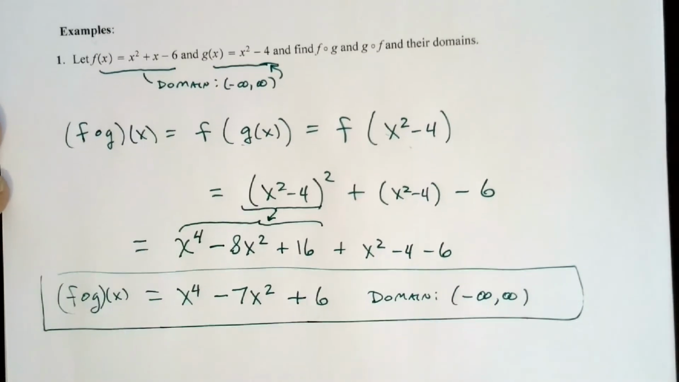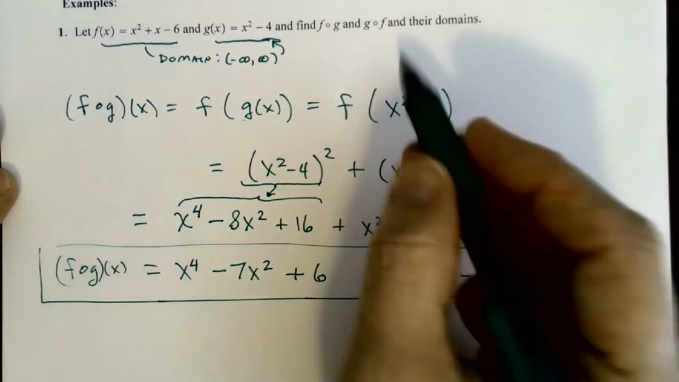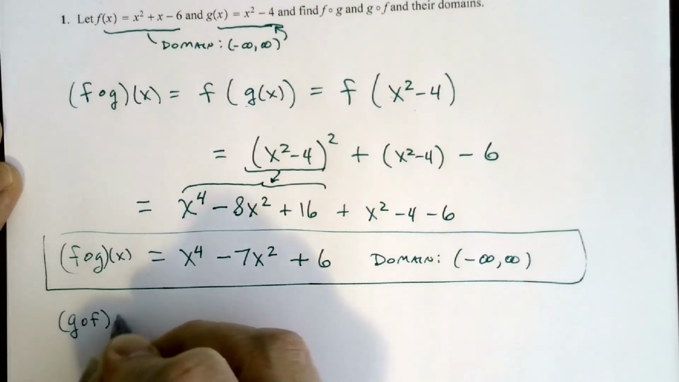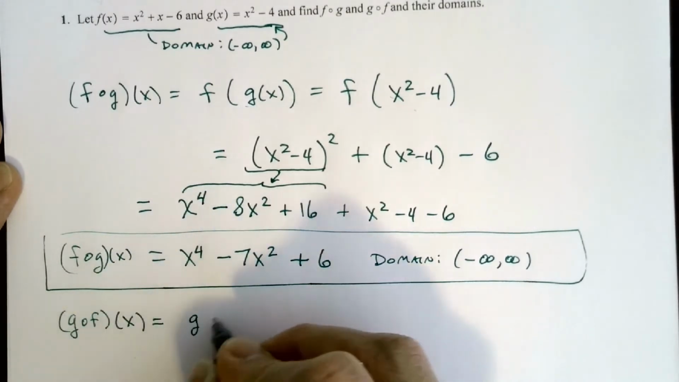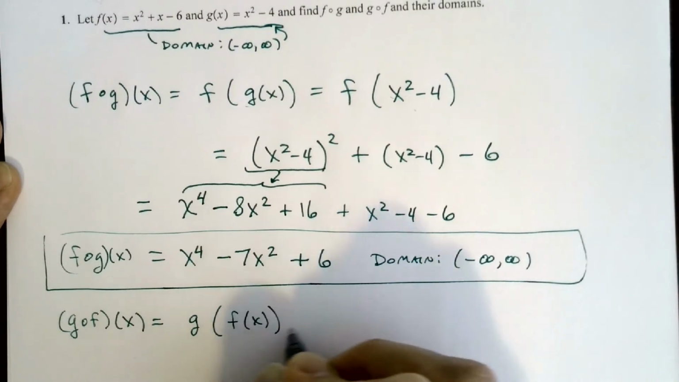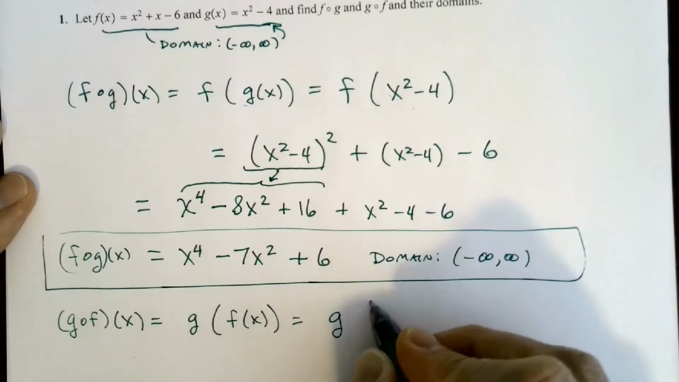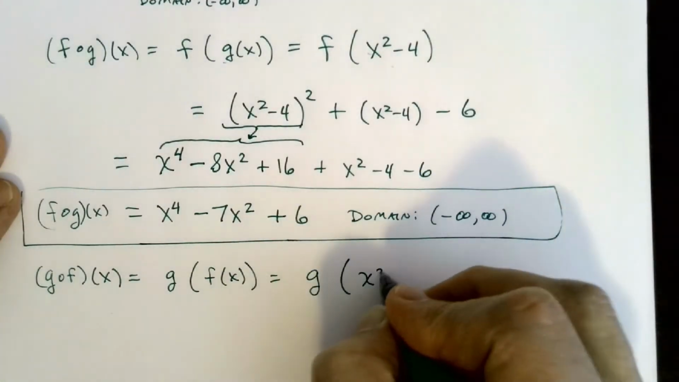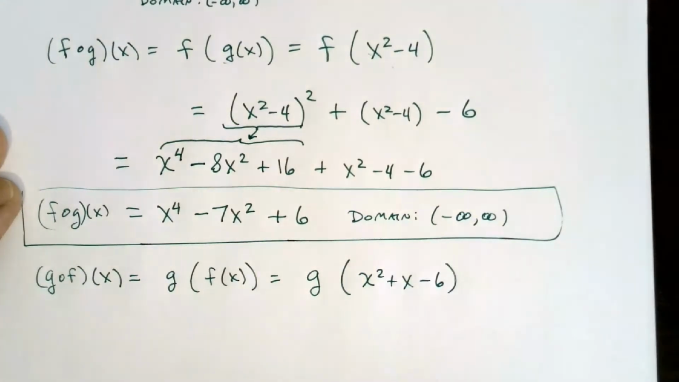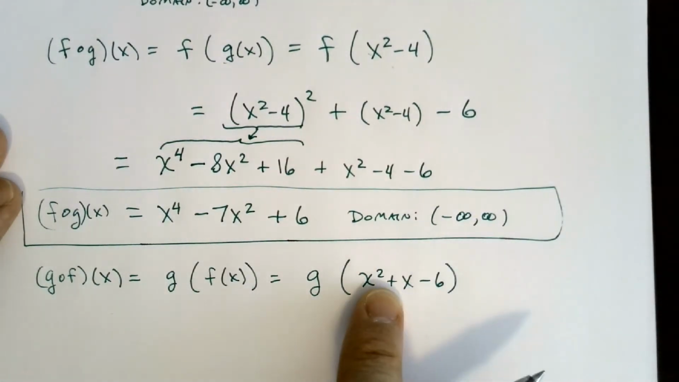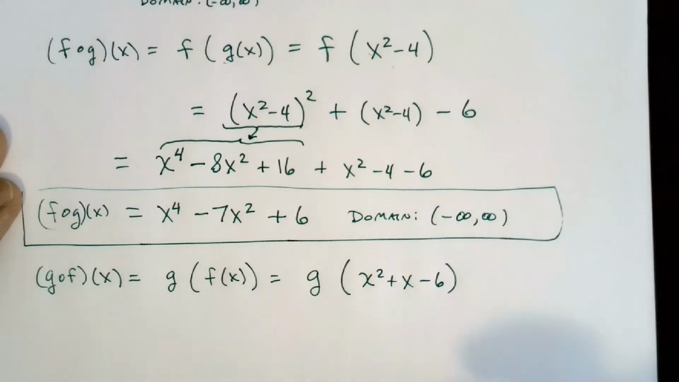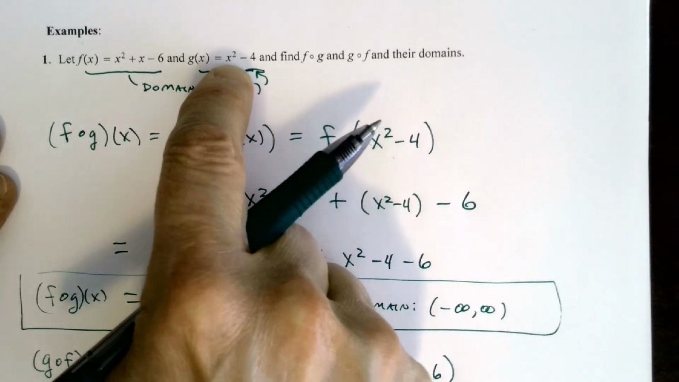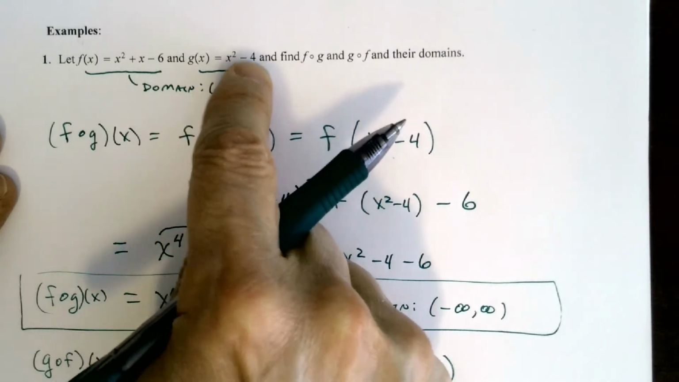Okay. Well, let's go in the other direction then. Let's take a look at g circle f. Okay, so I'm going to replace f of x with its rule up there. And now I'm going to take this entire thing, this trinomial, and plug it into the function g. How do I do that? Everywhere I see an x, I'm going to replace it with that trinomial. So I'm going to square that trinomial and then subtract 4. That's what the rule says.